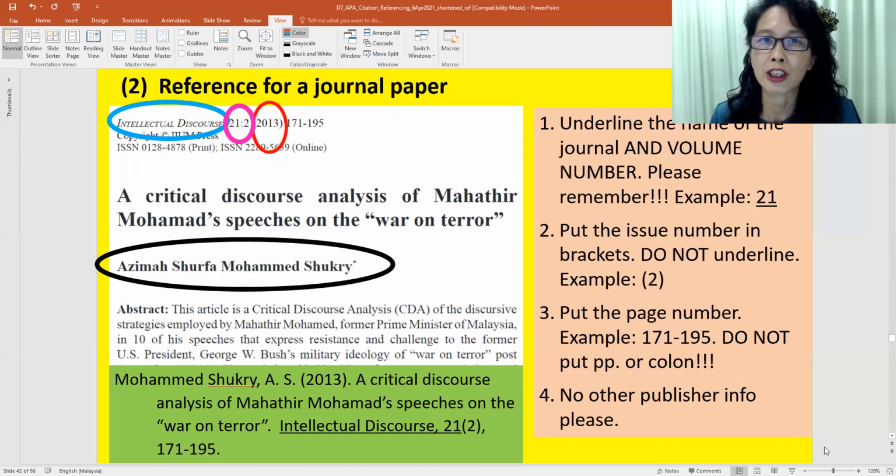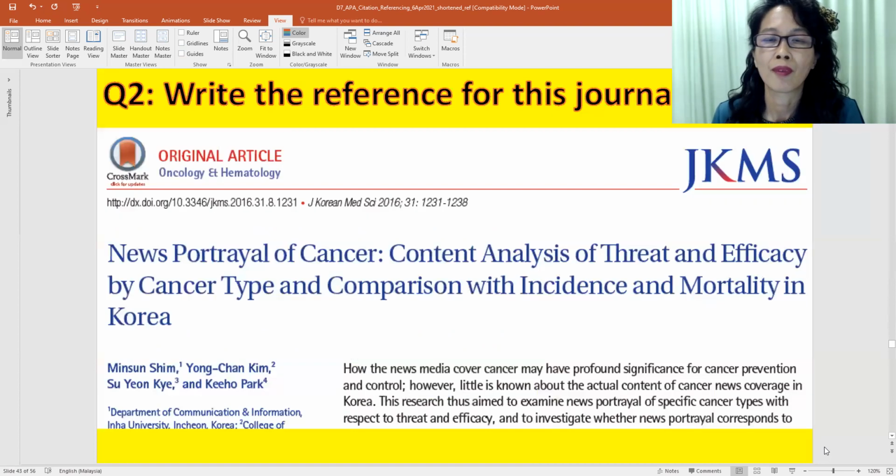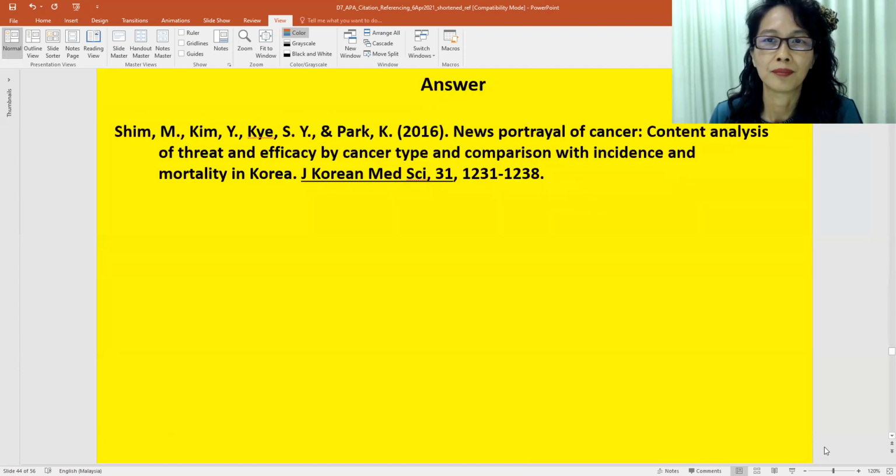Bracket 2 for the issue number, this is not underlined, followed by the page number 171 to 195, no underline. APA does not use colon or PP, just comma followed by the page number. Write the reference for this journal paper and then check it with the answer.